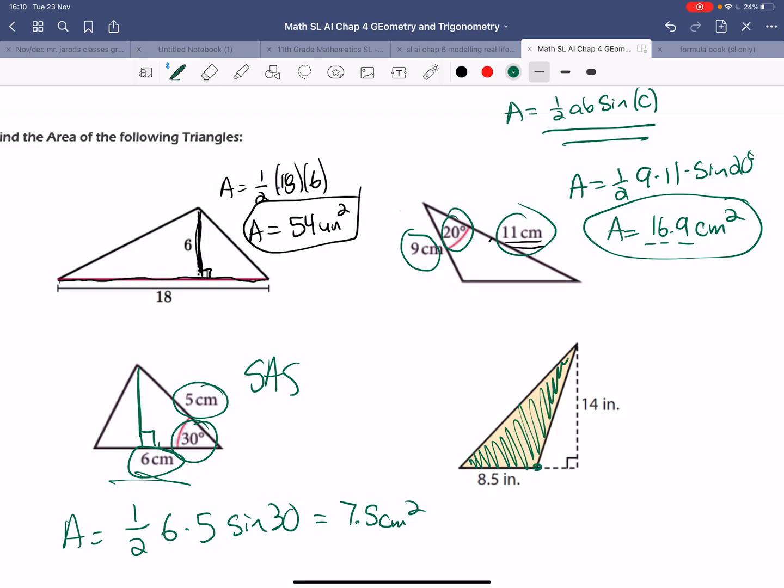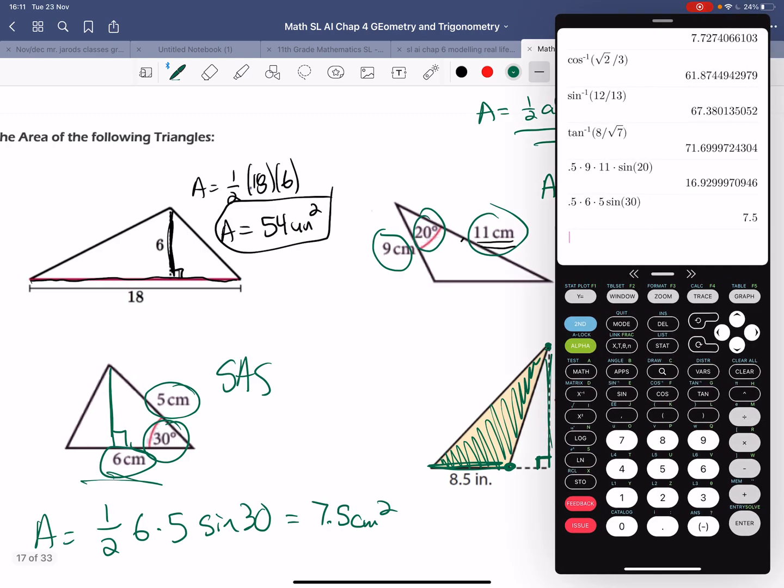But the height is from the base directly up to there. And remember, I told you it always has to be perpendicular. So this is our base, this is our height. 1/2, 8.5 times 14. Punch it in the calculator.